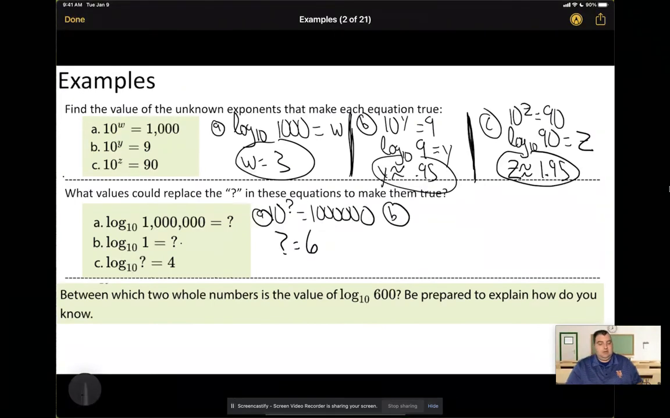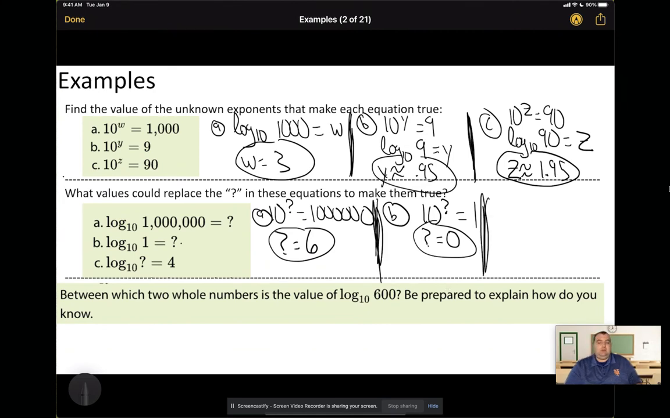Okay. For part B, log base 10 of 1. So again, we're going in the opposite direction. So this is really asking 10 to what power is equal to 1. And we should know that the answer in that case is going to be 0, because anything to the power of 0 is equal to 1. So B, the answer is going to be 0.